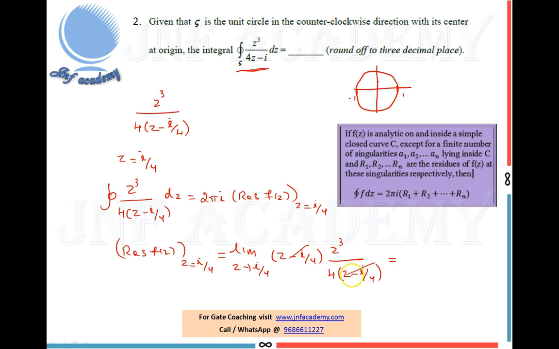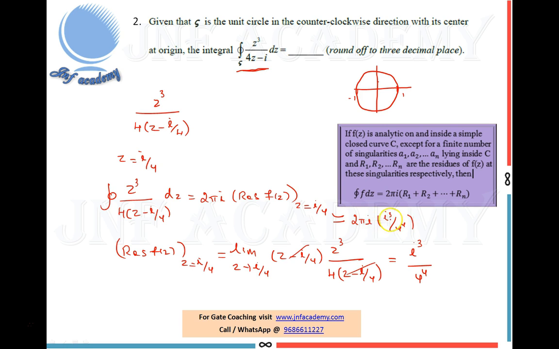The limit of z³/4 is (i/4)³ · 1/4, because this is i/4 cubed, and this one is 4. So it is i³/4⁴. This is the residue value. So the integral value is, I write here, equal to 2πi times i³/4⁴.